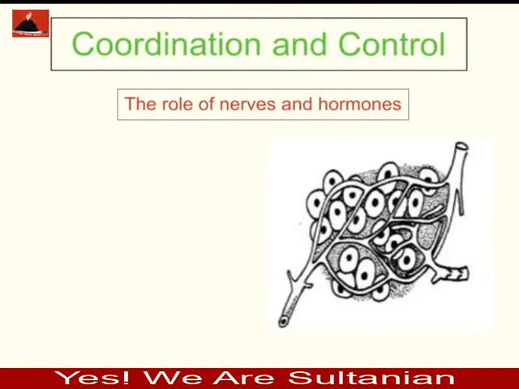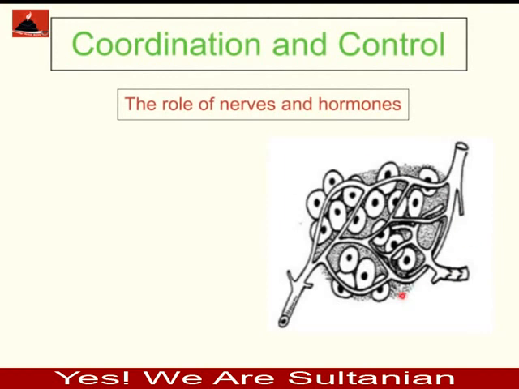Hi everyone, this is Coordination and Control Part 1, which is all about the role of nerves and hormones. Now, nerves and hormones are the two different types of messages which are used in living things, and we're going to look at why they are necessary and what they do.